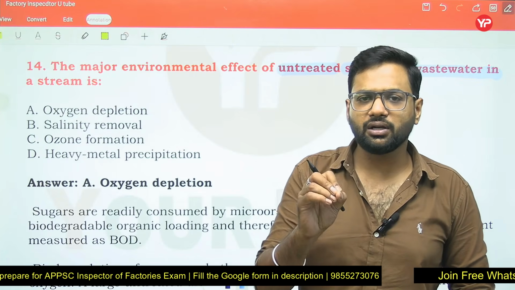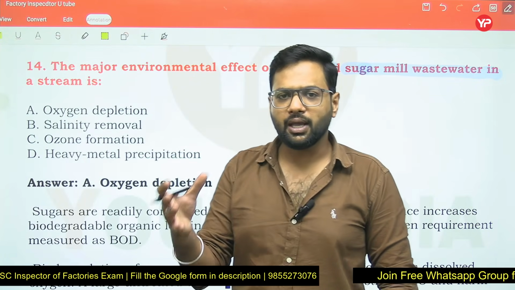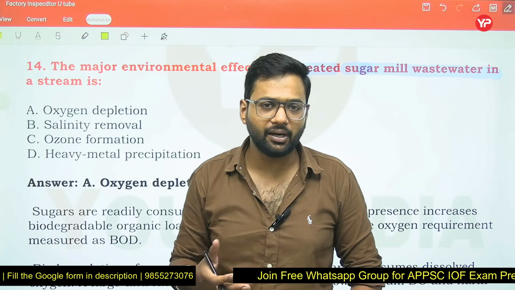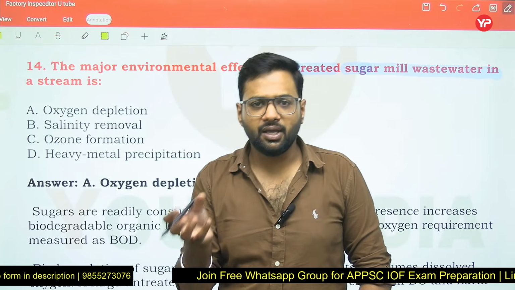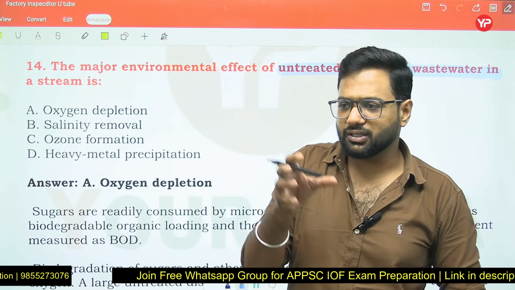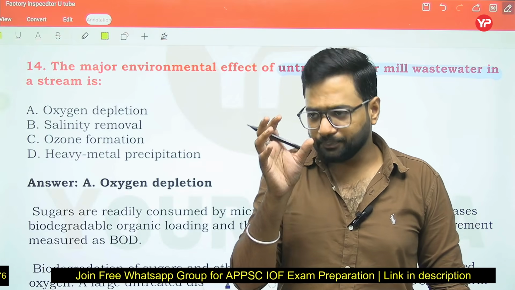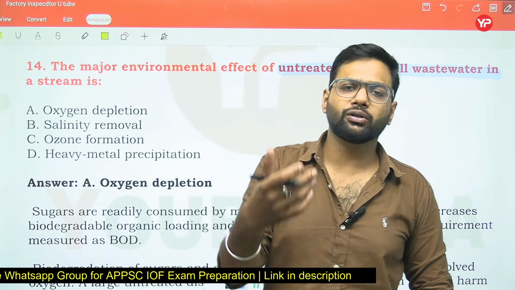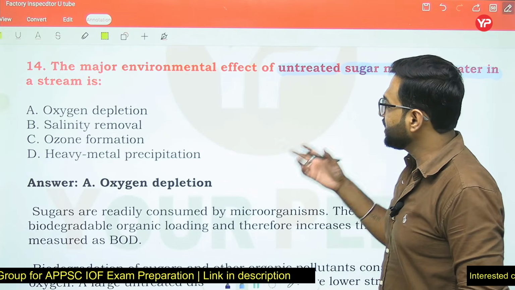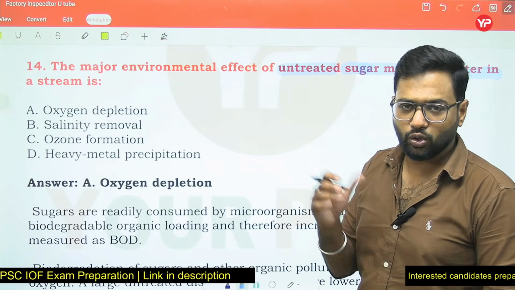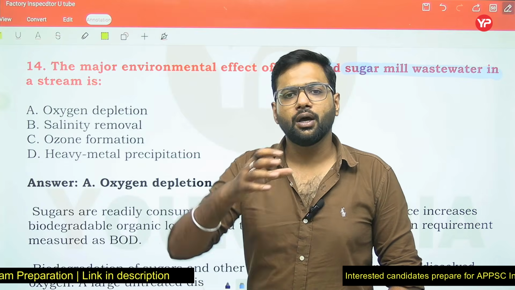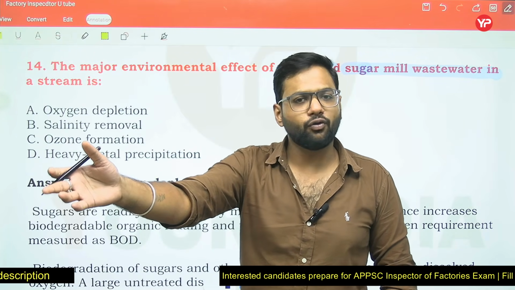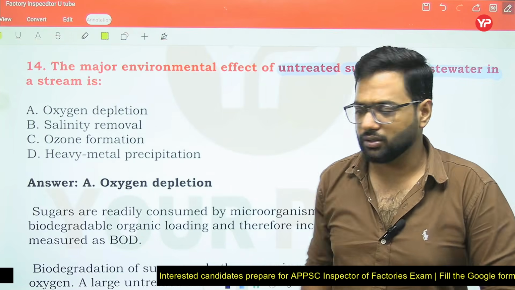So when oxygen depletion occurs in the water body, and if the oxygen falls below 4 ppm, 4 milligram per liter, aquatic life cannot survive. For the survival of aquatic life, for the survival of fishes, the oxygen present in the water body must be more than 4 milligram per liter. But if we dispose of sugar mill wastewater directly, that means untreated, into any water body, oxygen consumption will occur.